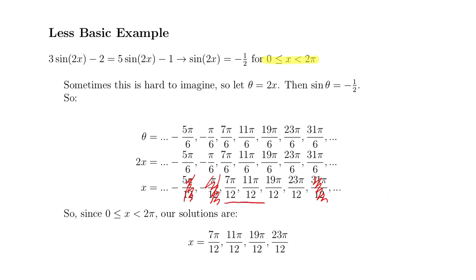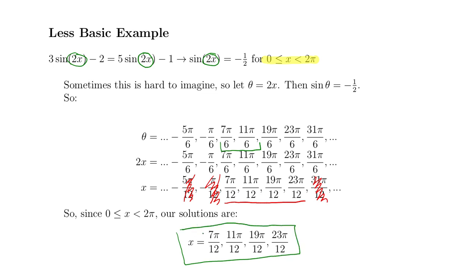So now, instead of just two solutions being left, instead of looking at these and saying, well, we had 7 pi over 6 and 11 pi over 6, when we solve for x by dividing all these things in half, because we had this 2x on the inside of our sine function, we end up with 4 possibilities. And so, since we're looking at angles in between 0 and 2 pi, here's our 4 possible solutions that we have.